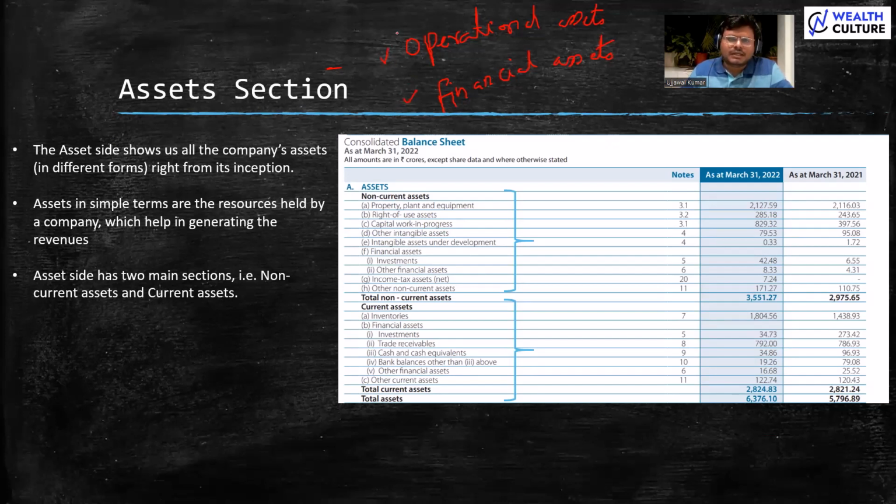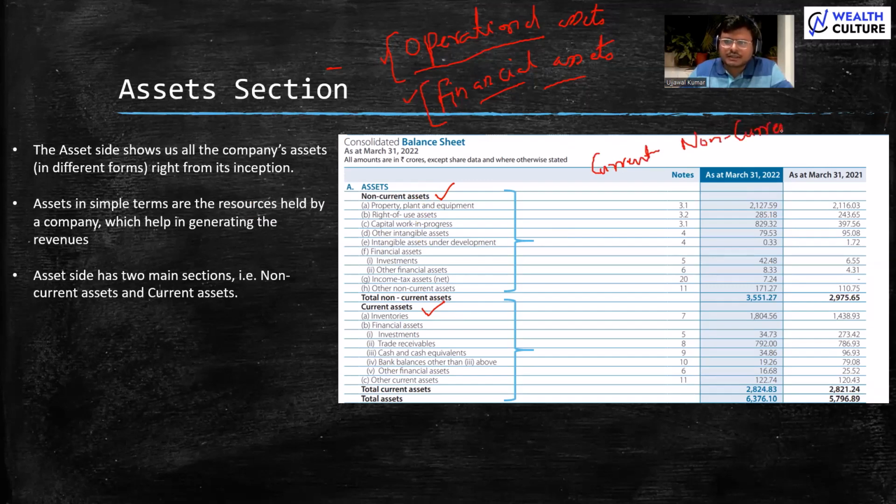But something like a building, machines, all of these are operational assets. Something like money, cash, investments, these are financial assets, right? So broadly, that's the difference. Then you can break up the assets also in the form of current and non-current, which is what accounting standards tell us. They tell us that you need to basically break up your assets and liabilities in terms of what is current and what is non-current, right?